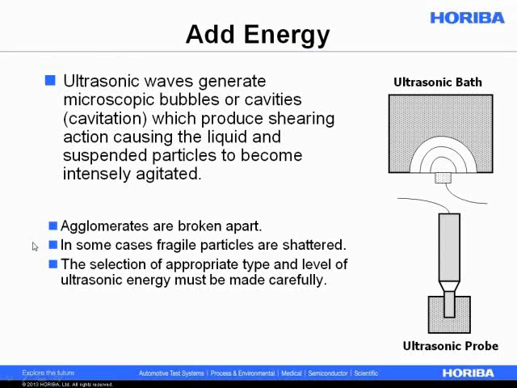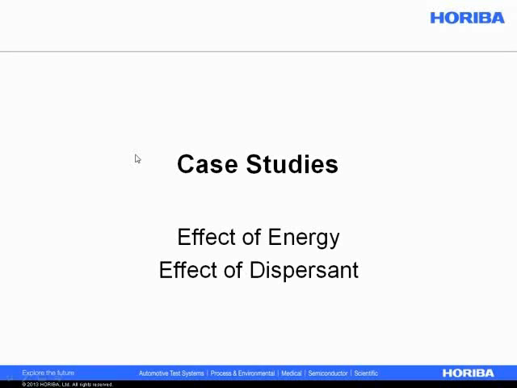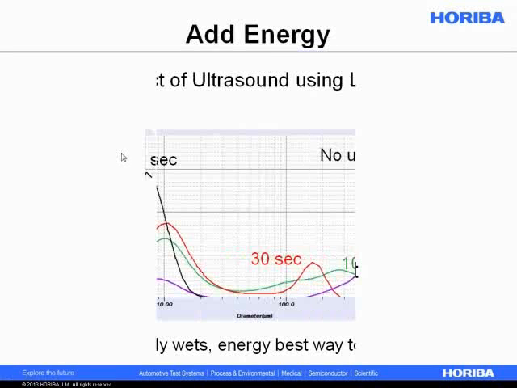Very useful, but we also want to make sure we don't add so much energy that we start breaking particles, because the goal of the measurement is typically to measure the size distribution of the individual particles. So to look at how we might start putting some of this together, we'll look at a few case studies here, where we'll look at the effect of energy and the effect of dispersant in dispersing powders prior to or during a particle size measurement.